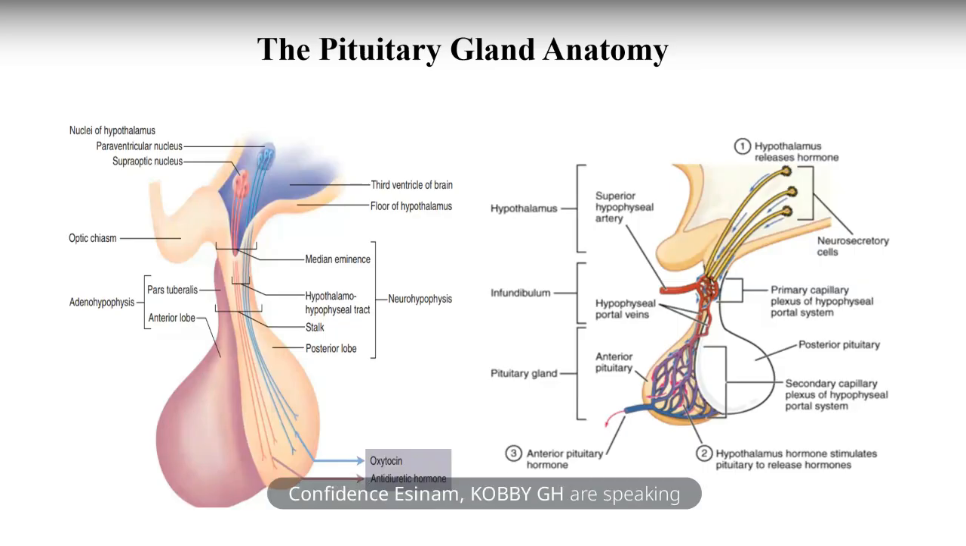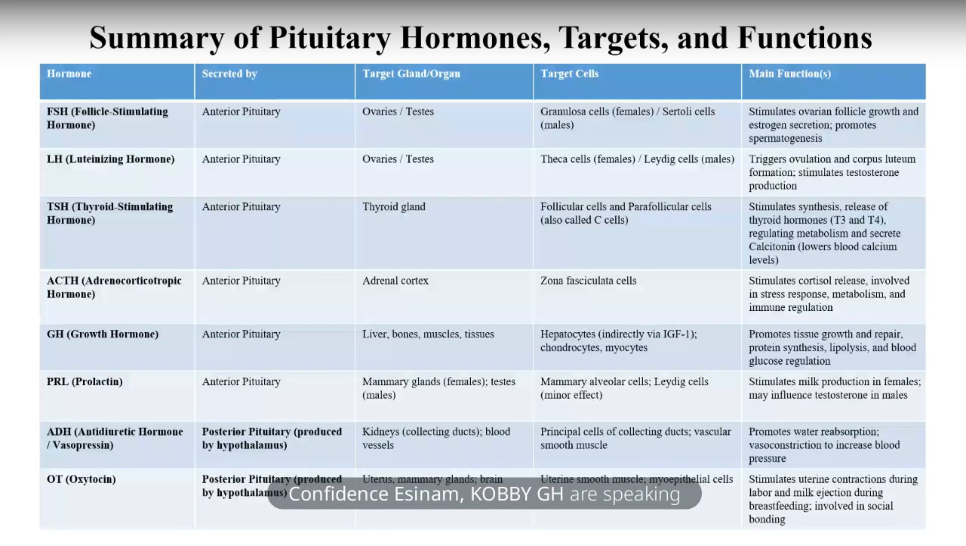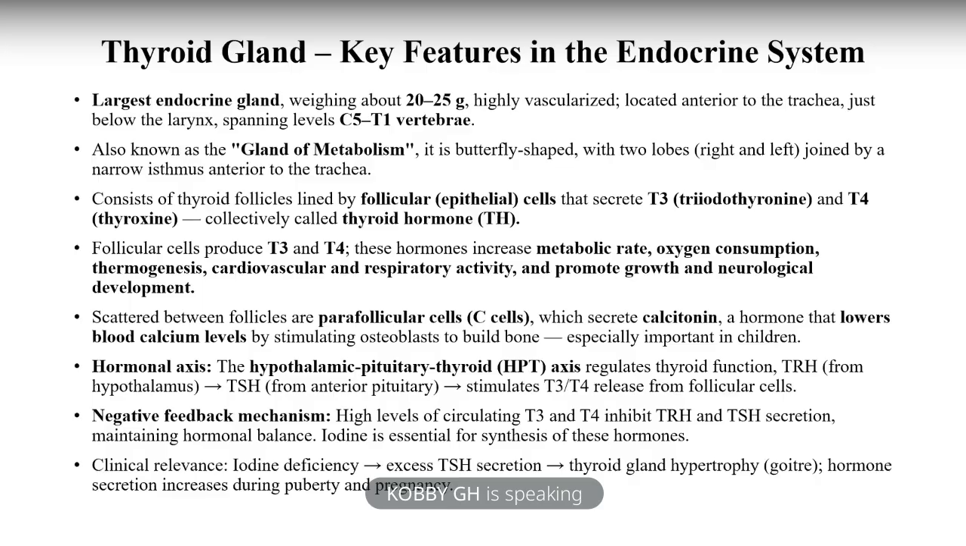So quickly, we also looked at the thyroid gland. What are the anatomical characteristics of the thyroid gland? This is the largest endocrine gland in the body, and we call it the gland of metabolism. What is the weight of the thyroid gland? 20 to 25 grams.